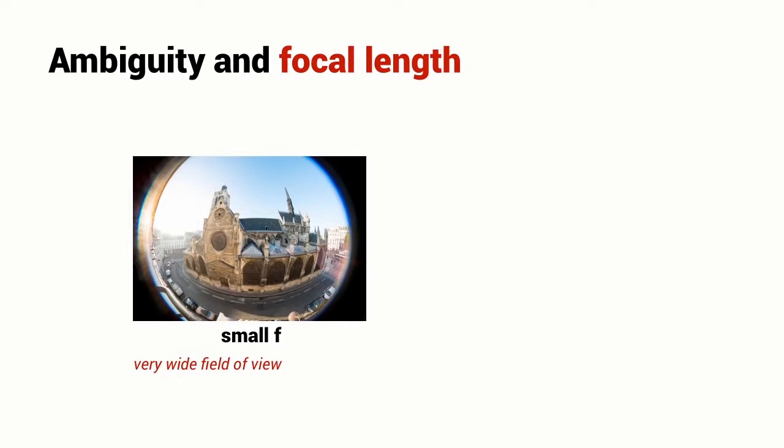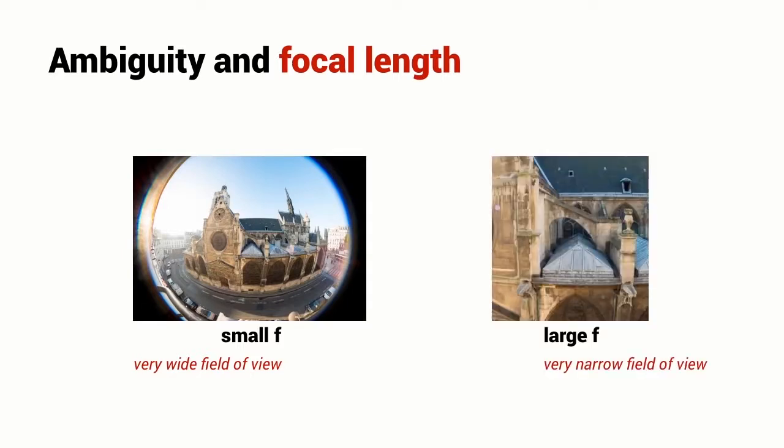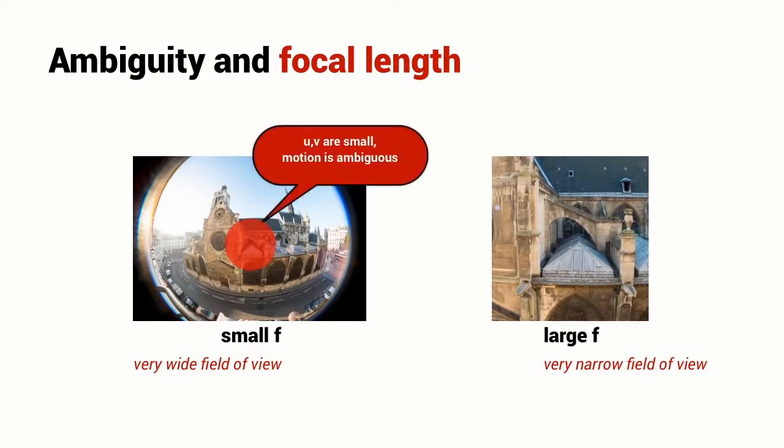Here we have a very wide field of view image of a cathedral that corresponds to a very small focal length lens. And here we see a narrow field of view image of that same cathedral, and that corresponds to a large focal length lens, a big zoom lens, a telephoto lens, if you like. Now, that large focal length lens corresponds to the central part of this wide field of view image. So in this central part of the wide field of view image, where the u and v coordinates are small, we get this motion ambiguity. We can't tell whether the camera is rotating or translating.